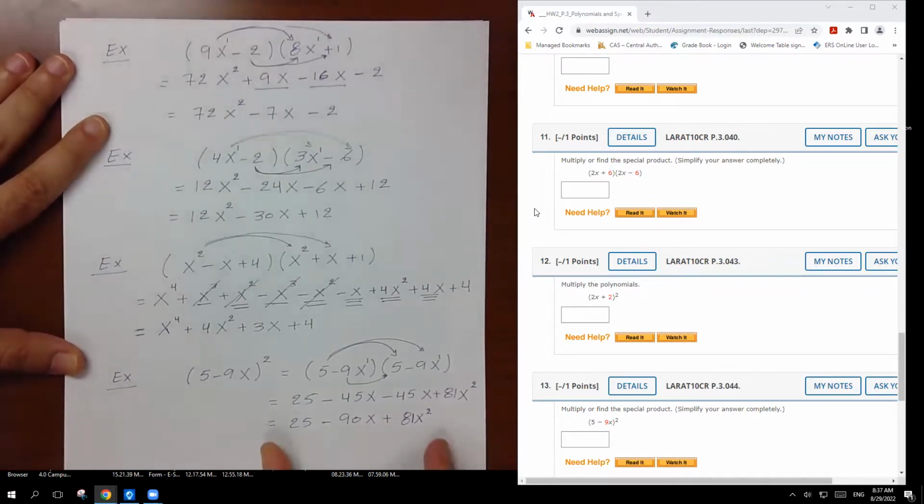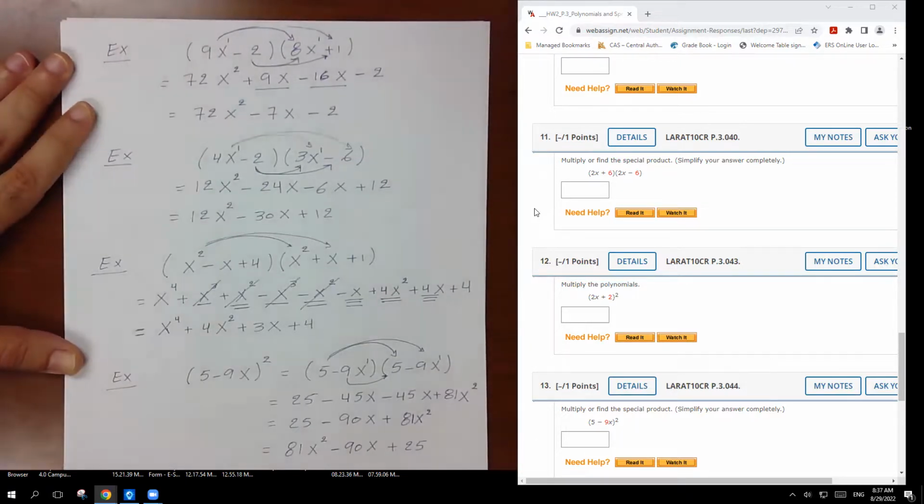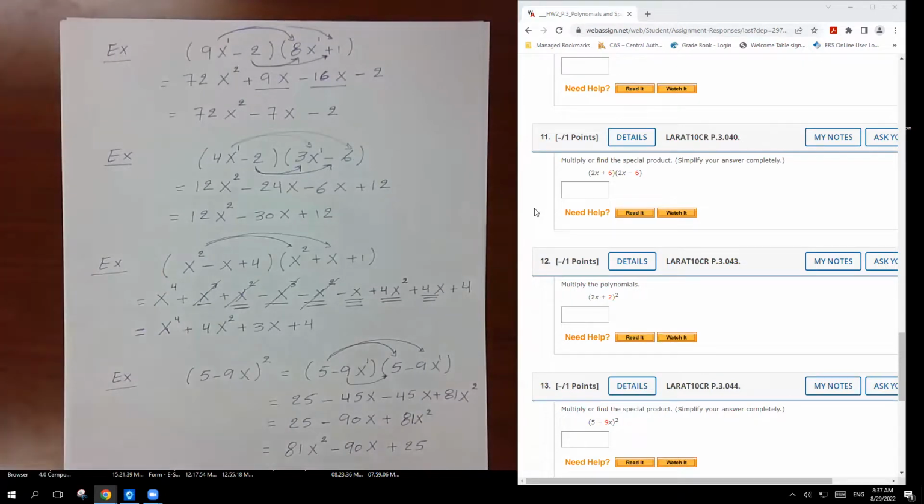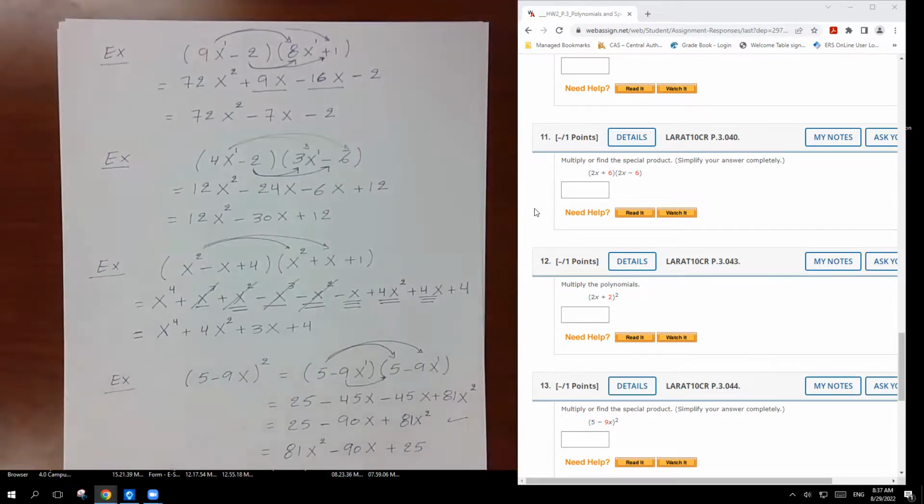Then this is not in standard form. To write it in standard form, that means I have to write down the largest exponents first. So maybe 81x squared minus 90x plus 25. That's it. So this is simple. This is only if they ask you to write it in standard form. If you keep it like this, it is also a right solution.